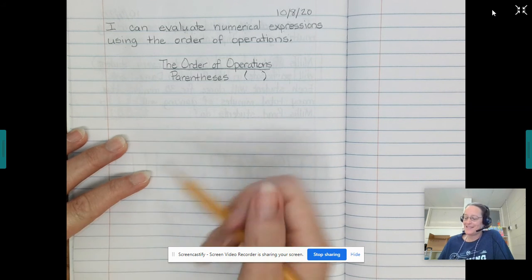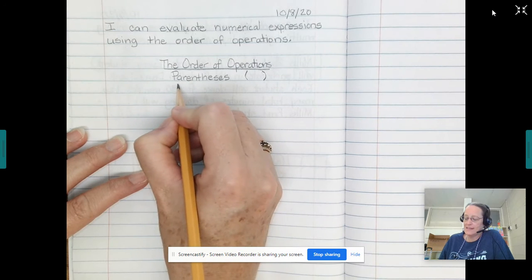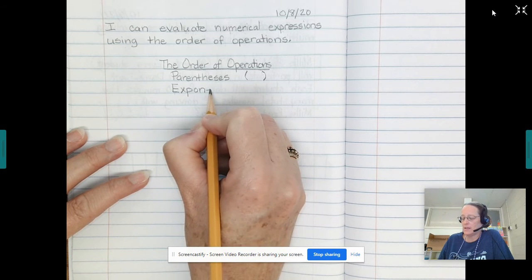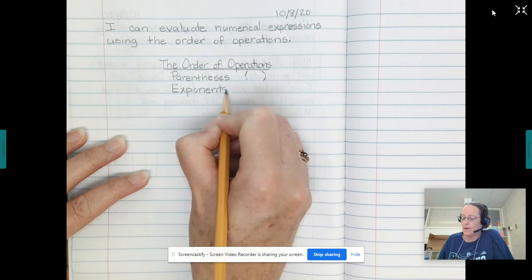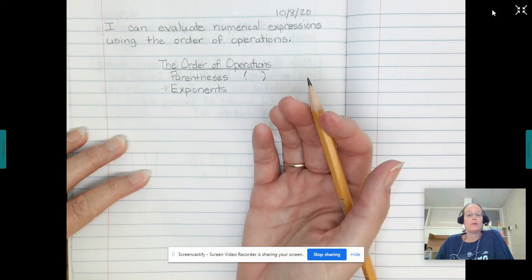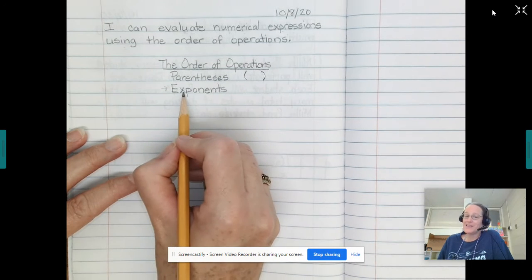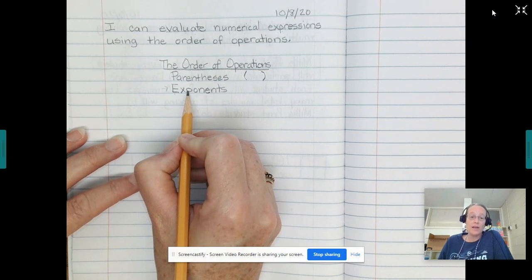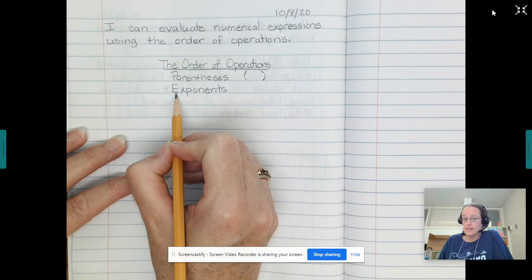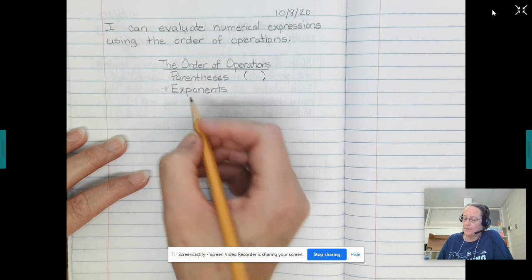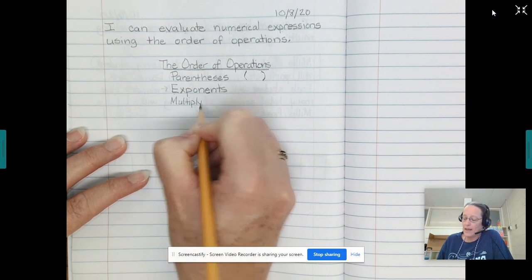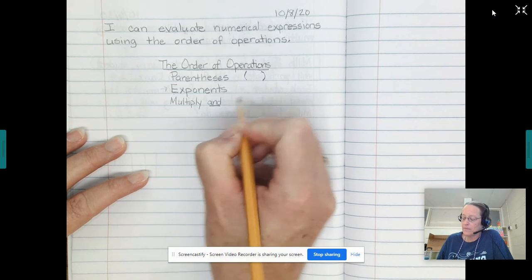The next step in the order of operations says that I have to solve any exponents. Now, guys, in 5th grade, we don't do exponents. You will do exponents in 6th grade. So, but it is still a step in the order of operations. So we're going to include it. So it goes parentheses, exponents. And then the third step is to multiply and divide.